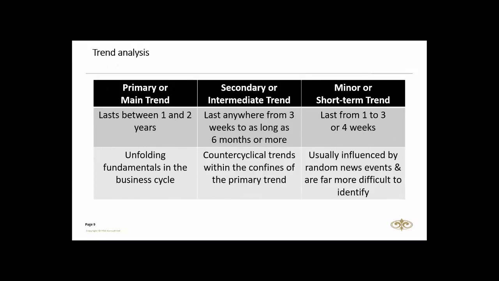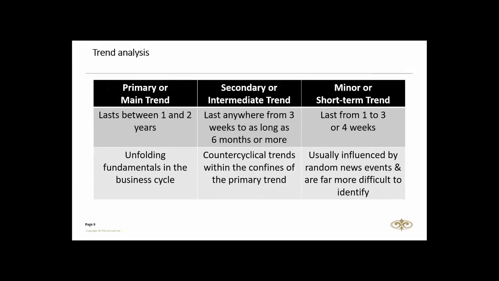The secondary or intermediate trends last anywhere from 3 weeks to as long as 6 months or more. Remember, these are the counter-cyclical trends within the confines of a primary bull or bear trend. And then we have what they call the minor or short term trends. These last for anything from 1 to 4 weeks. These are usually influenced by random news events and are far more difficult to identify.